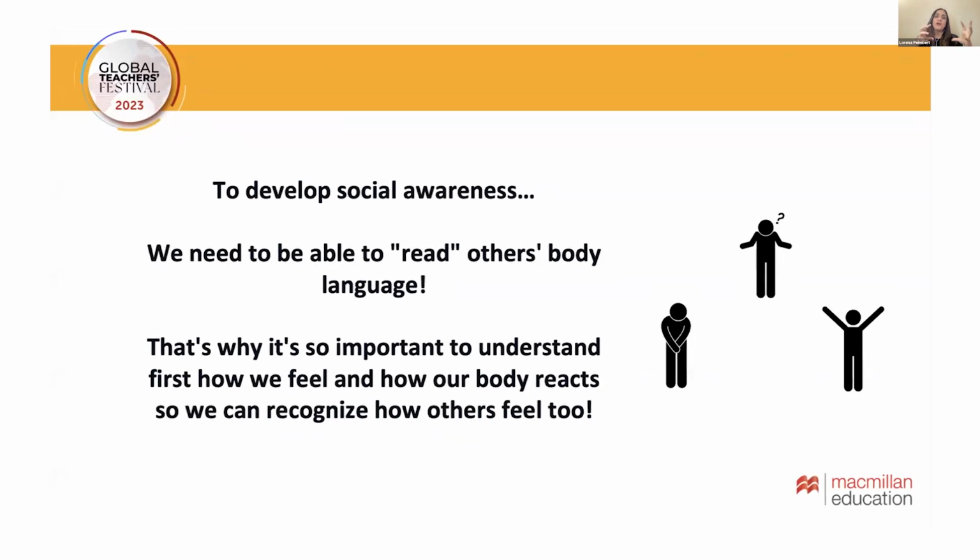Yes? So first, I need to develop self-awareness and self-management. Yes? So I recognize how I feel and what I'm feeling in my body. So then if someone is feeling that way, I can say, oh, he's also feeling happy, or oh, he's also feeling angry, because I have experienced that myself. All right? So can you see how these competencies are connected in a way and build upon each other?